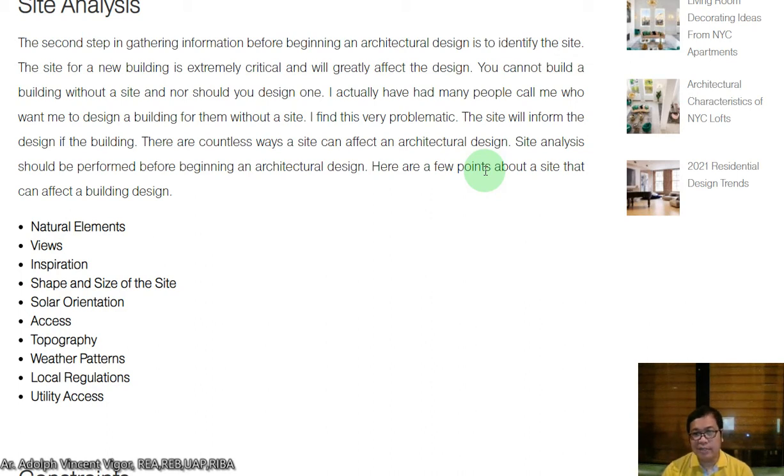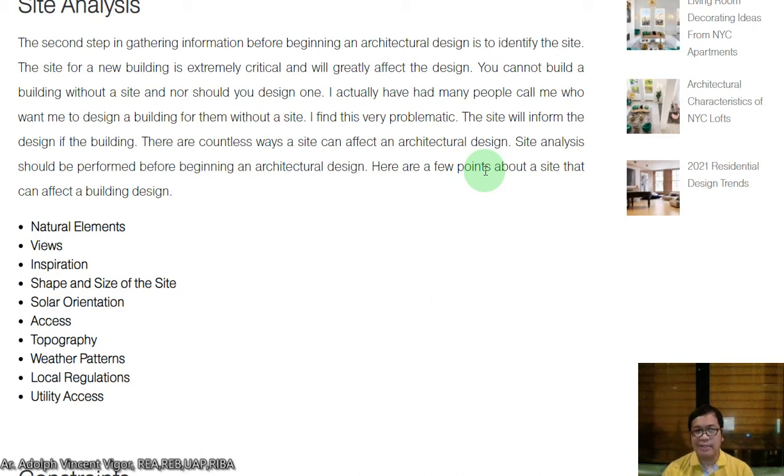Then the shape and size of the site. This is one thing that you must also consider. When you design, you really have to study how big the site is and what its shape is. Then the solar orientation. You should take into account the effects of the sunrise and the sunset, and which area would be the hottest portion of the building within the day. Always remember that the sun would always set in the west. These are the things you must consider for your bedrooms.